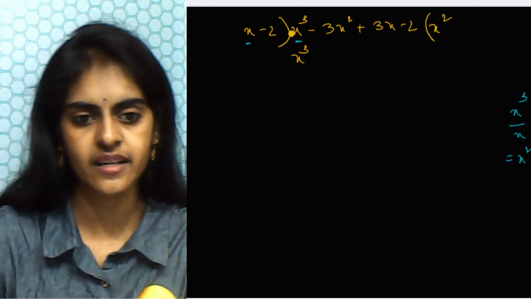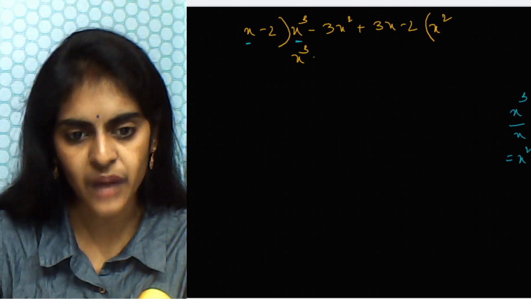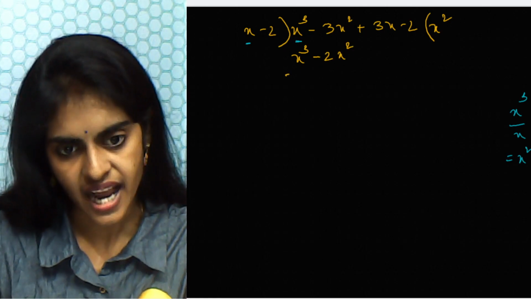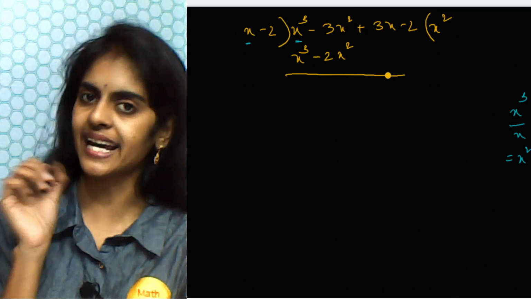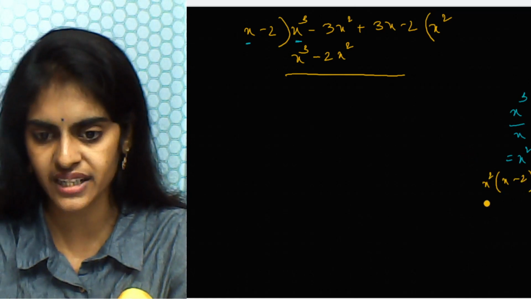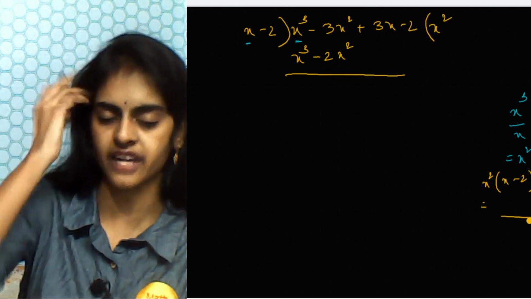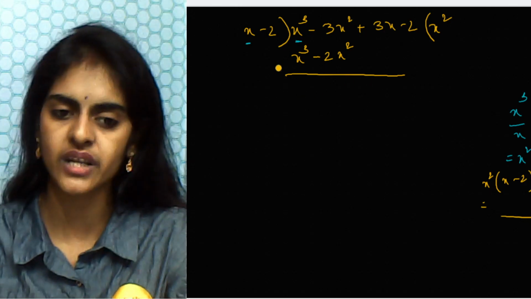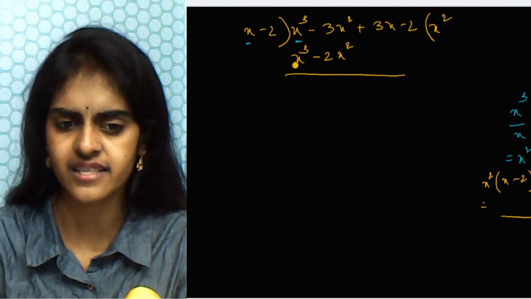x square minus 2 gives you minus 2x square. Understood? If you are not perfect, you can write that step again. You can write it in this way, x square into x minus 2, in the rough work and then divide, okay? If you are perfect, you can do it directly, because they are very simple now.